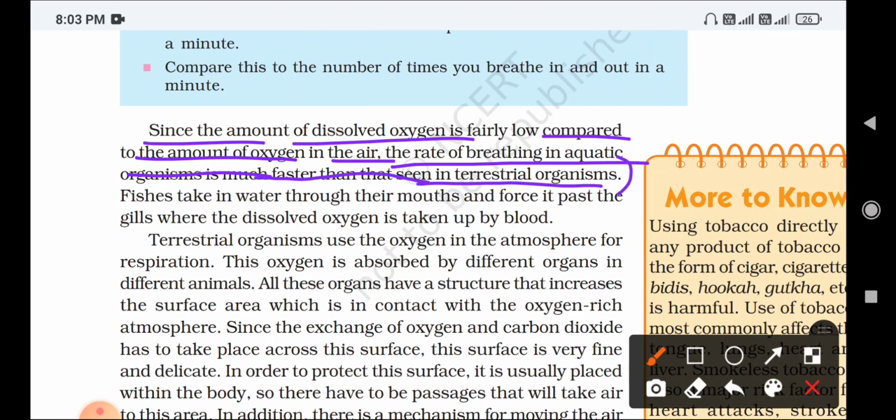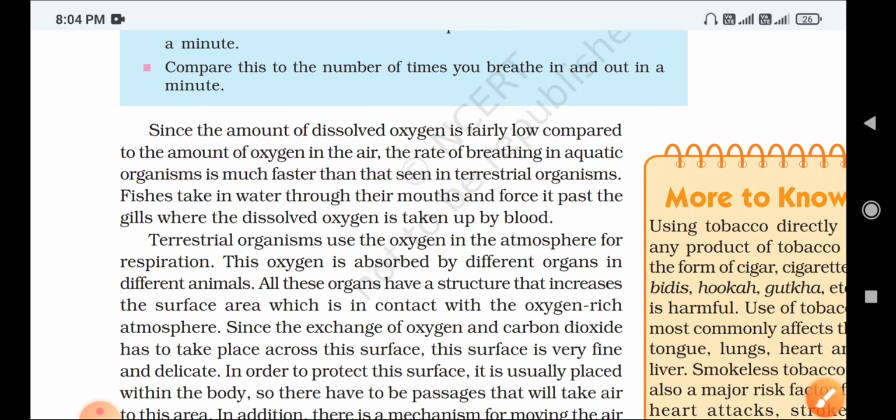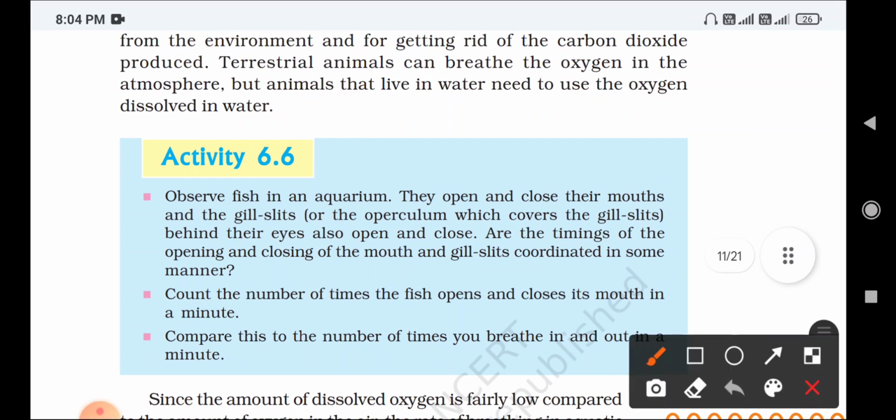Here one question arises: why do aquatic organisms have a faster breathing rate? For this, you can write the following. Animals that live in water need to use the oxygen dissolved in water.